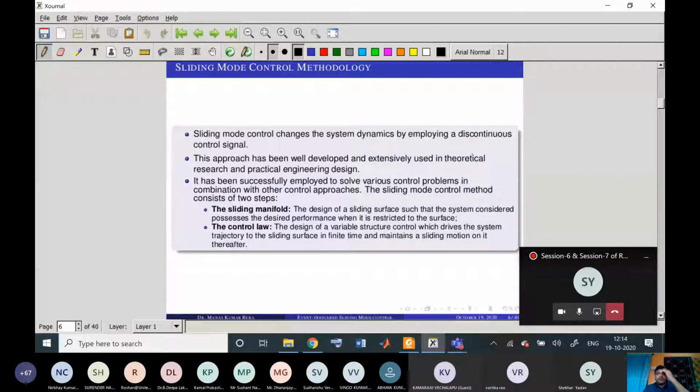That has to be remembered at the beginning. Whenever we are designing sliding mode control for a given system, we always have to perform two steps. The first step is to design the sliding manifold. What do you mean by the sliding manifold? It is the design of a sliding surface such that the system considered possesses the desired performance when it is restricted to the surface.